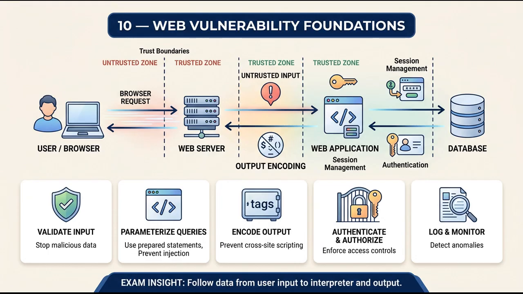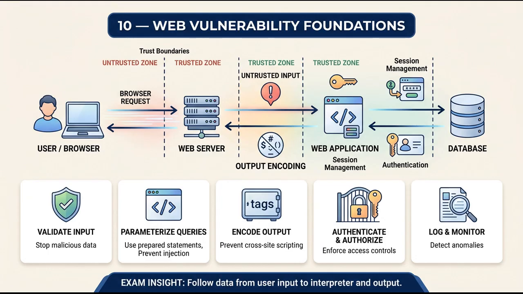Untrusted input becomes dangerous when it reaches an interpreter without the correct handling. Output becomes dangerous when attacker-controlled content is returned without context-appropriate encoding. Sessions become vulnerable when identifiers are predictable, exposed, or not invalidated. Authentication and authorization are separate. Proving identity does not guarantee permission for every object or action.